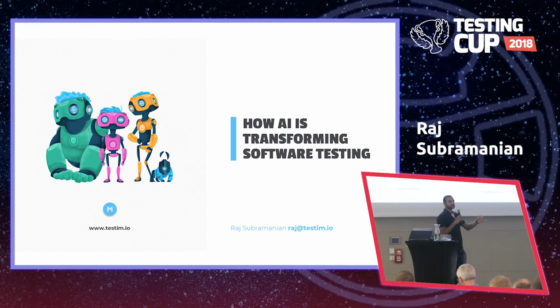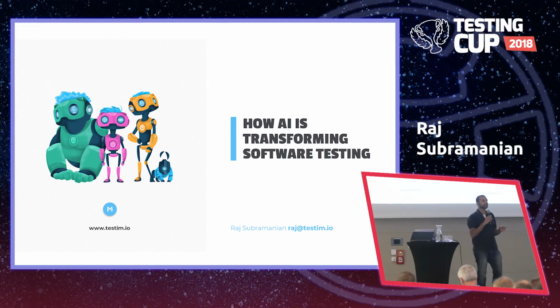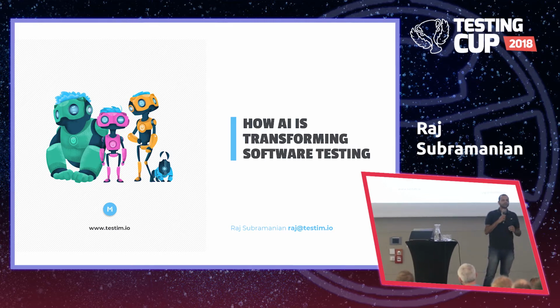So yeah, thanks for the introduction. My name is Raj Subramanian. I'm a developer evangelist for a company called testdriven.io. A couple of sentences about me and the company. At testdriven.io, we use machine learning for the authoring, maintenance, and execution of automated tests. We mainly do functional testing, end-to-end testing, and UI testing, right?